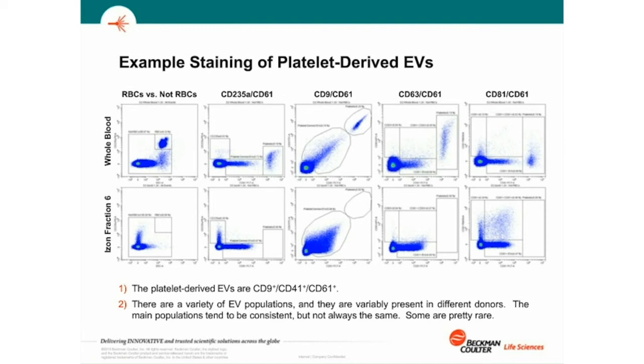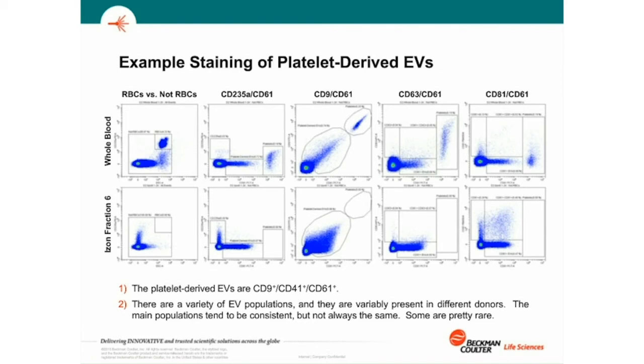There are a variety of EV populations that are present in the blood, and they're variably present in different donors. The main populations tend to be quite consistent between donors. The numbers may vary a little bit here and there, a little more, a little less, a little higher staining intensity, a little less, but they're not always the same. And some are, in fact, quite rare.